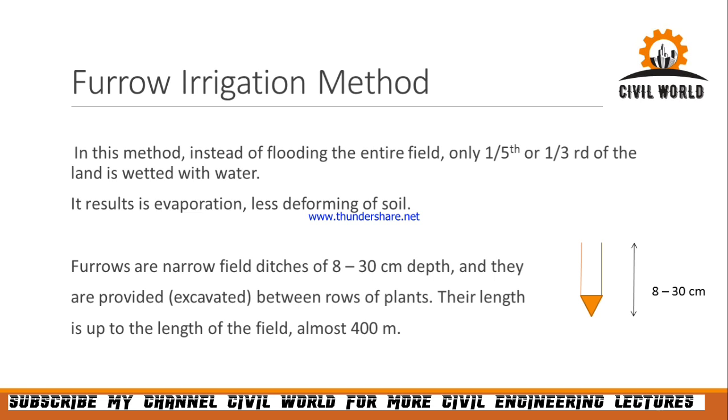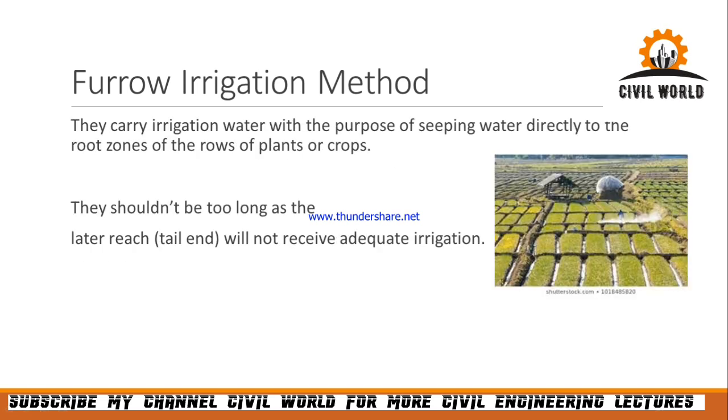ठीक है, the furrow is, in this method instead of flooding the entire field, 1/5 is irrigated, and furrows are यहाँ पे देखिए, furrows are narrow field ditches 8 to 30 centimeter in depth, and they are provided between rows of plants. Their length is up to the length of the field. उनकी लंबाई कितनी है? जितनी फील्ड की लंबाई है. But make sure कि you make a break in it.